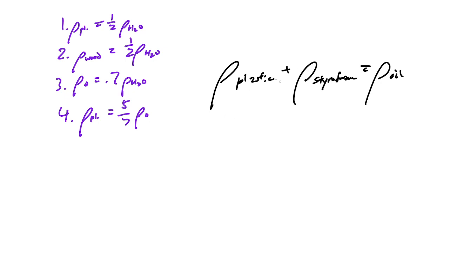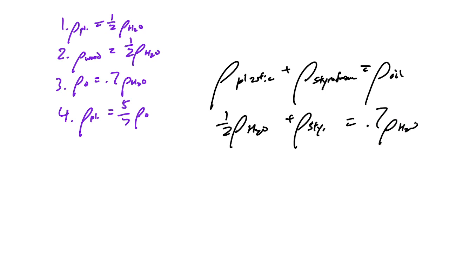And we could have actually written this a different way. We could have said plastic is going to be 1 over 2 of our density of water plus our density of styrofoam, which I'm just going to do that, is equal to 0.7 times the density of our water, right? So that means that our styrofoam is going to be 0.2 times the density of our water. And yeah, we can actually solve it from there.